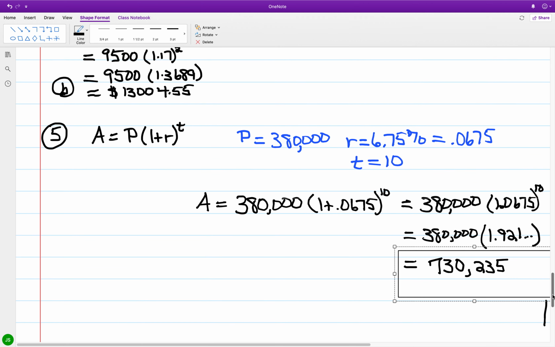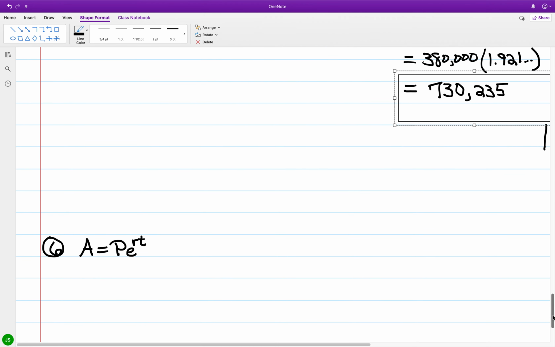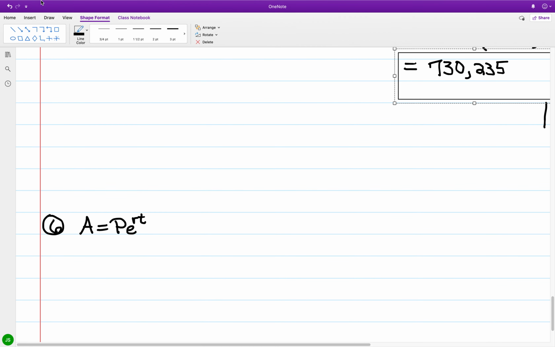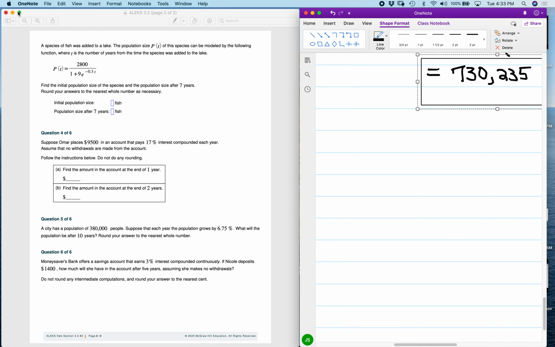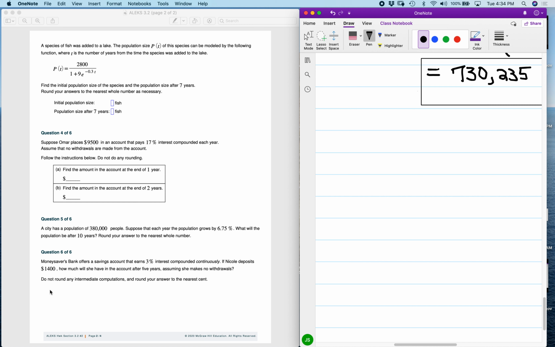All right, now the crossover to number 6. Here we have the compound interest formula. Number 6 says Money Savers Bank offers a savings account that earns 3% interest compounded continuously. If Nicole deposits $1,400, how much will she have in the account after 5 years, assuming she makes no withdrawals? It says do not round any intermediate computations and round your answer to the nearest cent.